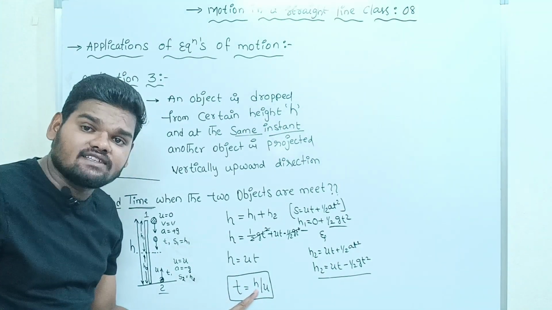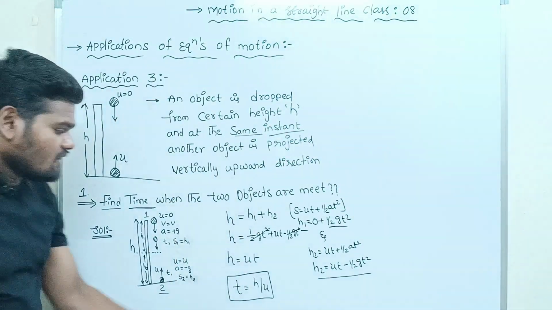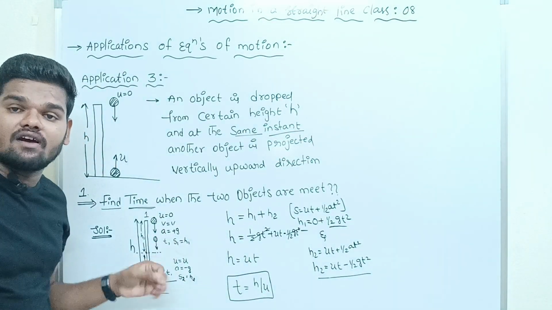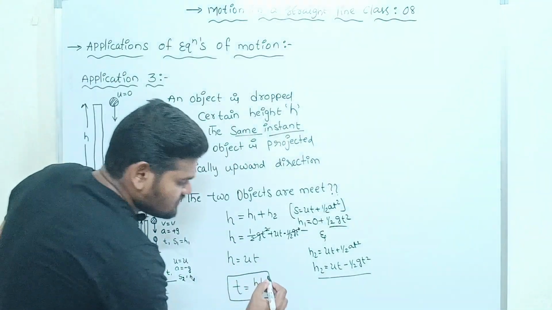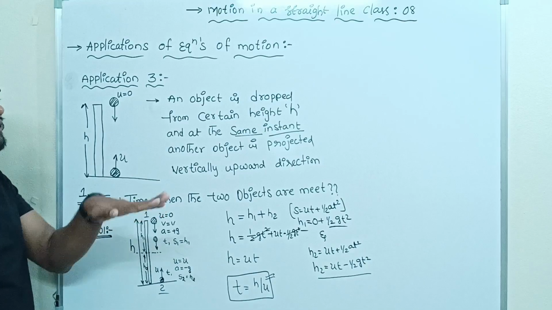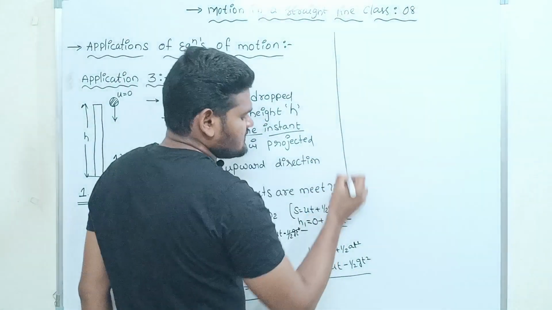Where h is nothing but the height from where we dropped the object, and u is the initial velocity with which we projected the other object. So by using this equation we can find when the two objects meet each other. Right, so let us see the second one.